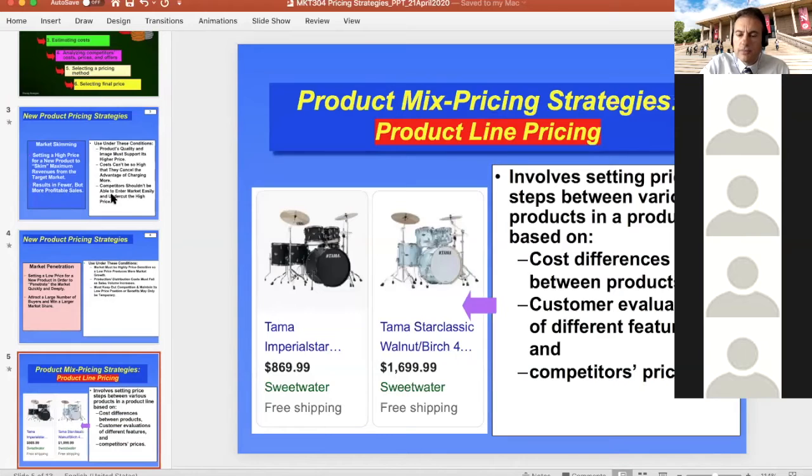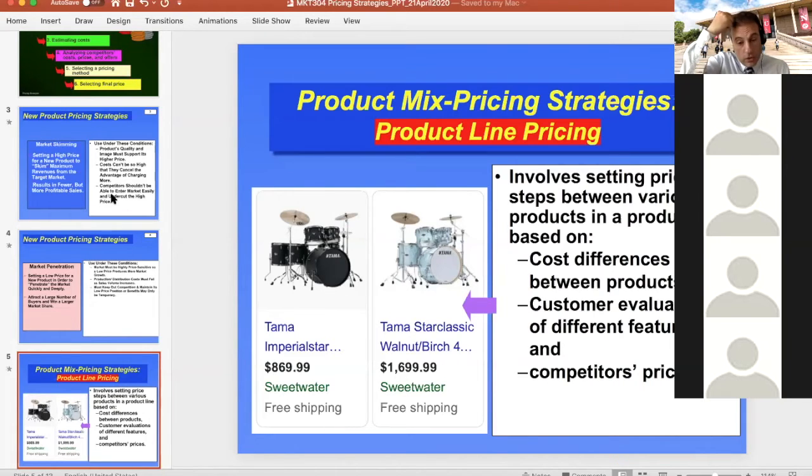Other strategies that are used in the product mix for pricing are product line pricing. Product line pricing is this idea that you have products, and there are products with different characteristics, different functions, different benefits. So you have the basic model, and then you have improvements to that model with added benefits. And these added benefits allow you to price the product differently.